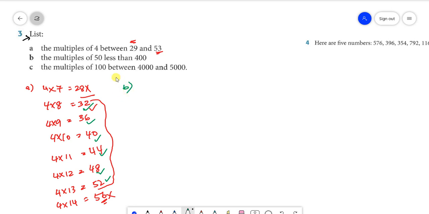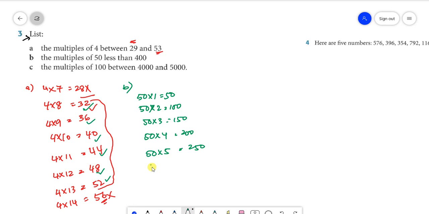Okay, question B, multiples of 50 less than 400. Okay, so 50 times 1 is equal to 50. 50 times 2 is equal to 100. 50 times 3 is equal to 150. 50 times 4 is equal to 200. 50 times 5 is equal to 250. 50 times 6 is equal to 300. 50 times 7 is equal to 350.